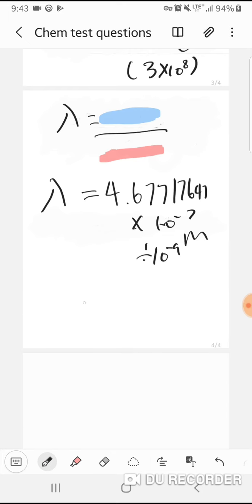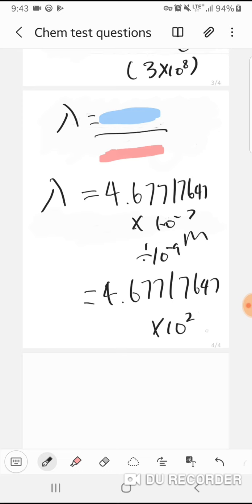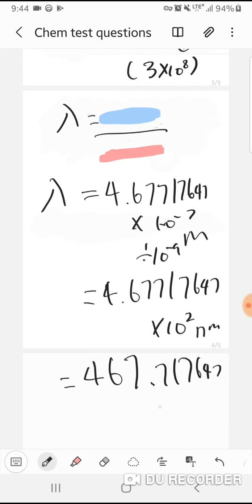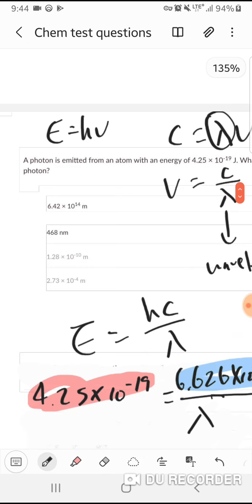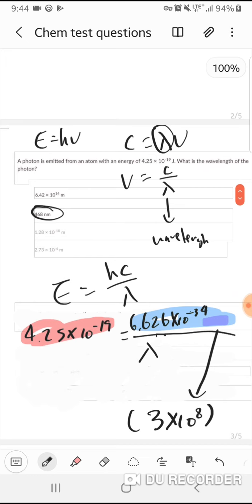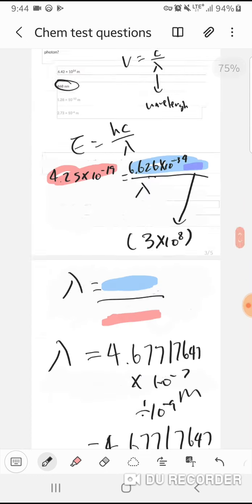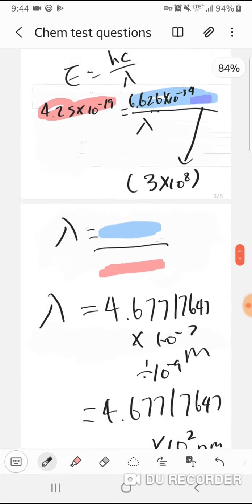Okay, so that would equal 4.677176647 times 10 to the 2nd power nanometers, and that equals 467.717647 nanometers. So if we just round that to the whole number, we'll get 468 nanometers, which is the second one. So our wavelength of the photon would be 468 nanometers.